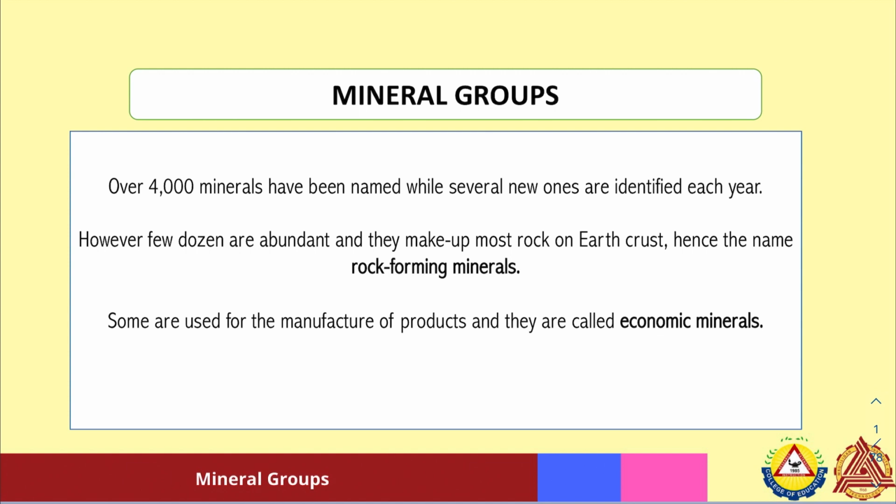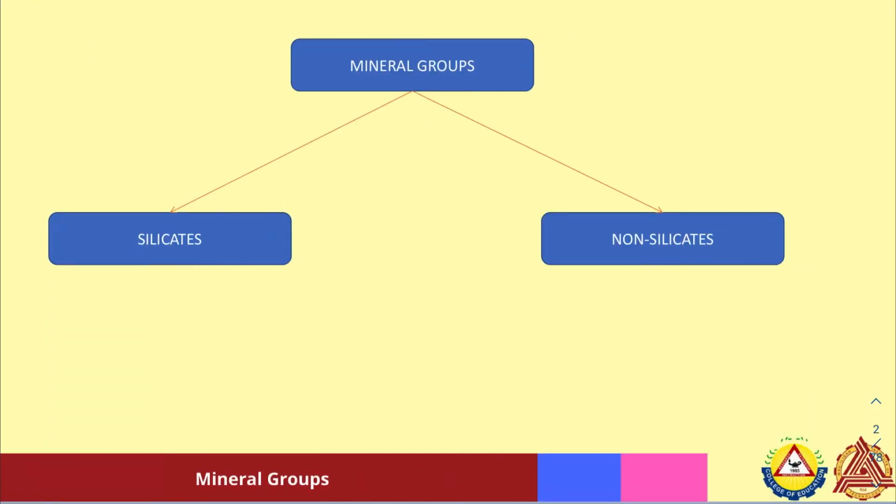Now, some of those minerals are also used in the process of manufacturing products, and hence they are aptly named economic minerals. Examples are gypsum, talc, and halite. Those are just some examples of economic minerals because basically they are something we use in our products, and some are even used in jewelry, so they have economic value.